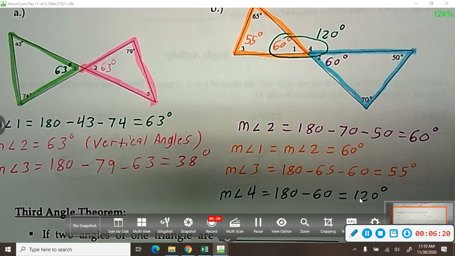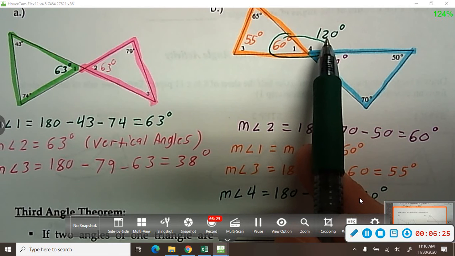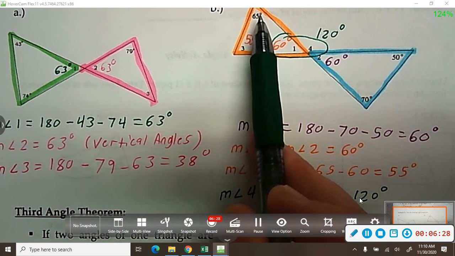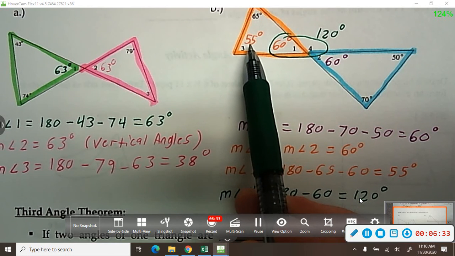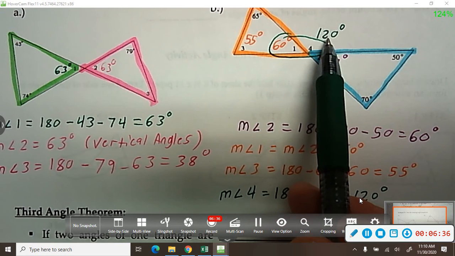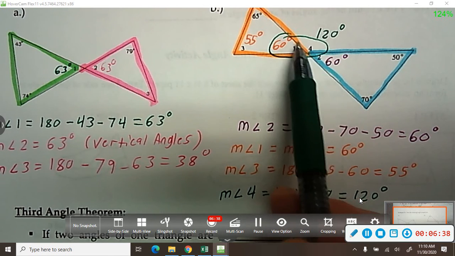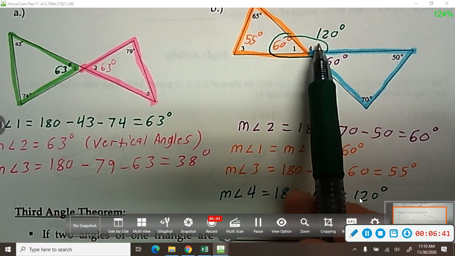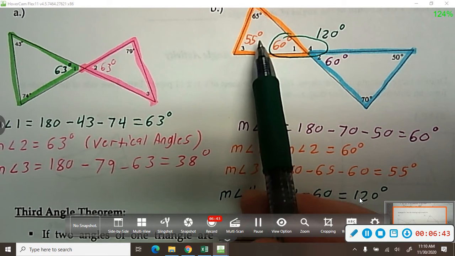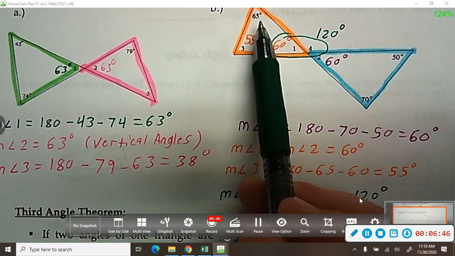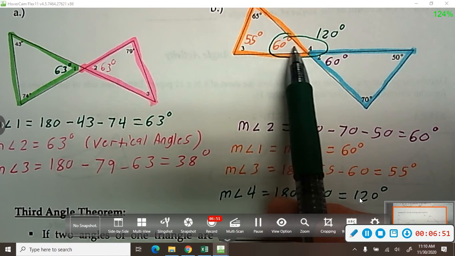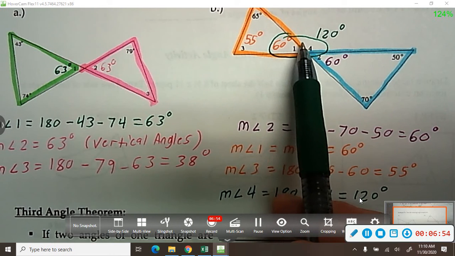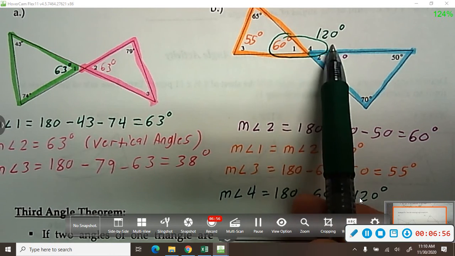Now we're not going to do this part today, but there's something called the exterior angle theorem that says if you want to find this angle on the exterior, you just add the two, they're called remote interior, together. So I take 65 plus 55 and get 120. Or I could also recognize that these two angles are linear pairs. So 60 plus what is 180? 120.